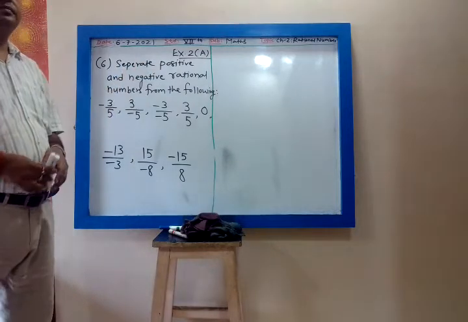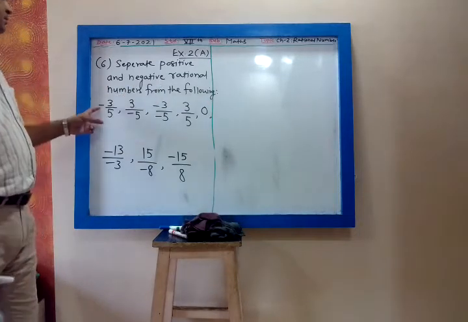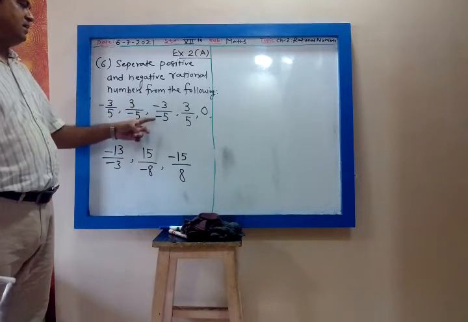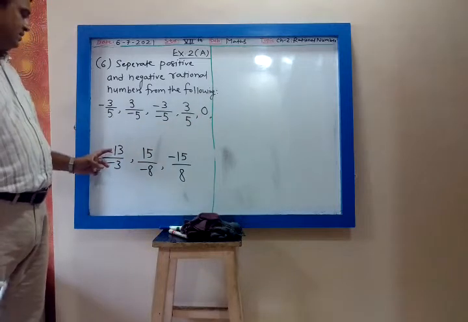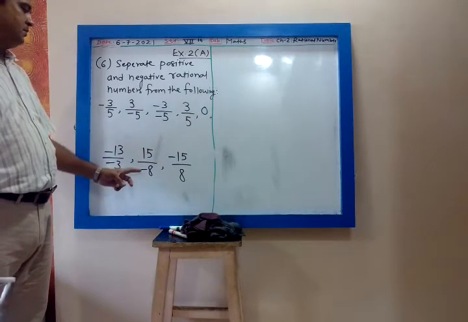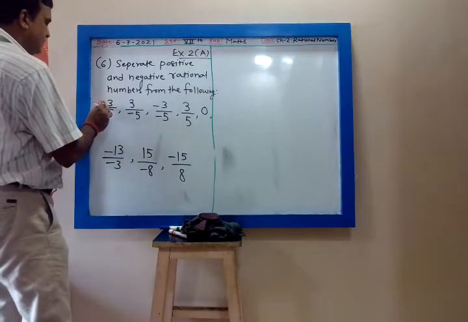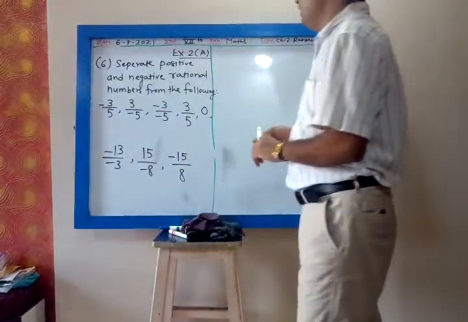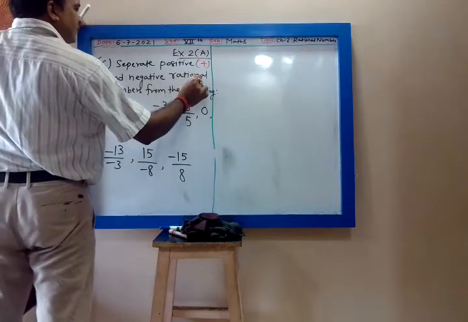Separate positive and negative rational numbers from the following: minus 3 by 5, 3 upon minus 5, minus 3 upon minus 5, 3 by 5, 0, minus 13 upon minus 3, 15 upon minus 8, minus 15 upon 8. So in these rational numbers, you have to find the positive rational numbers. Positive rational numbers means plus sign. Negative rational numbers means minus sign.